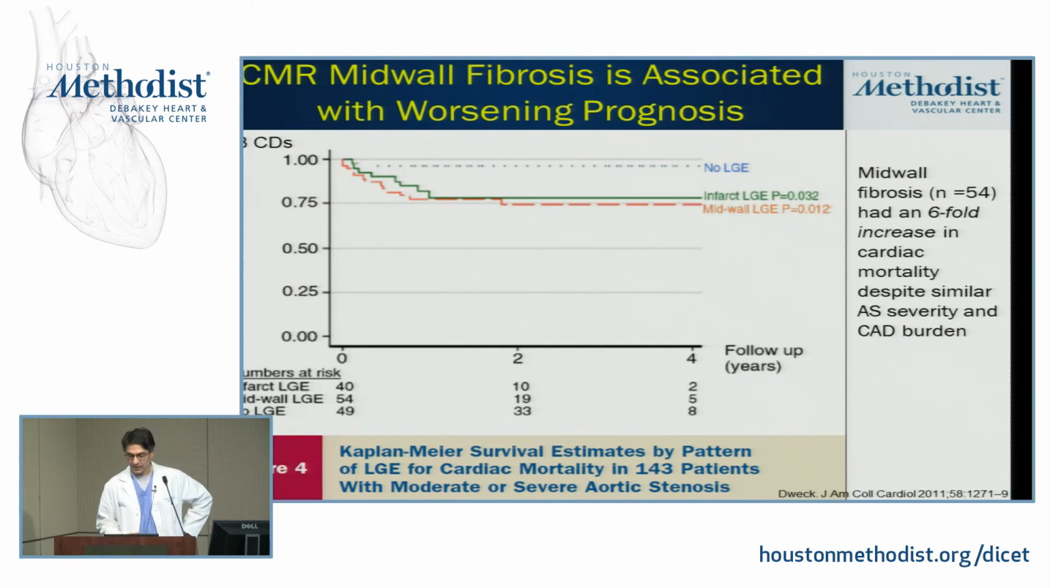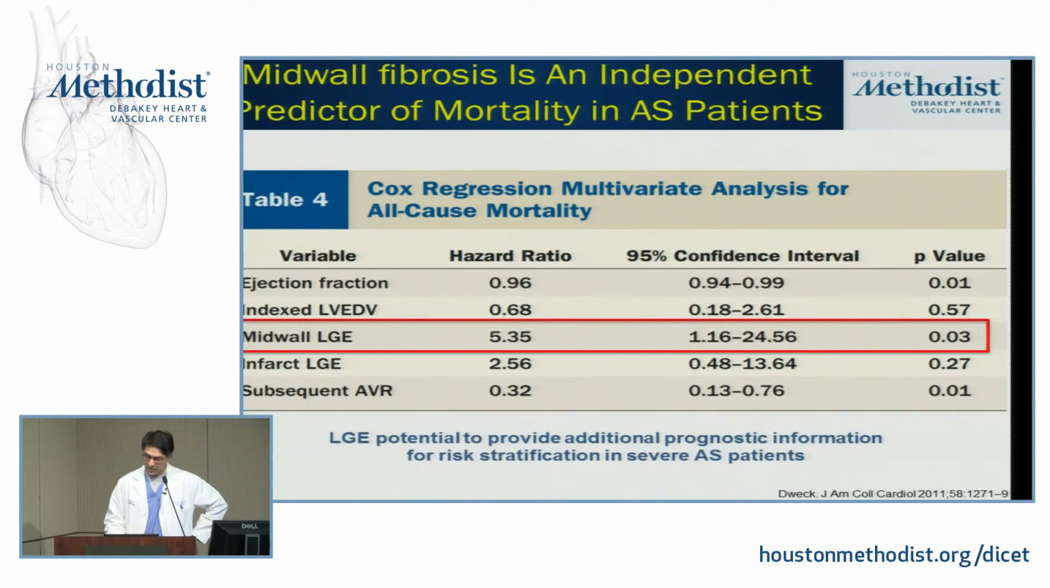In this particular study, it was a 6-fold increase in mortality. And when you looked at the multivariate analysis for all-cause mortality, it was actually mid-wall LGE that had the highest hazard ratio, even higher than ejection fraction, which we know is not necessarily the best measurement of systolic function, more than the infarct LGE or whether the patient went on to have AVR or not.